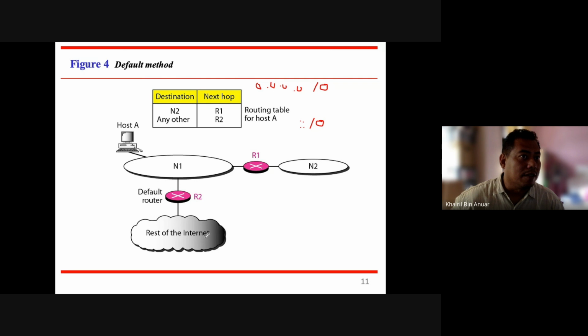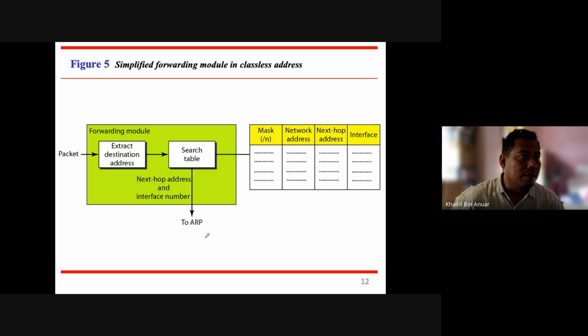Again, how you define this in your switching: you can use 0.0.0.0/0, or double colon /0 for IPv6 itself. And then simplified for the module in the classless address.